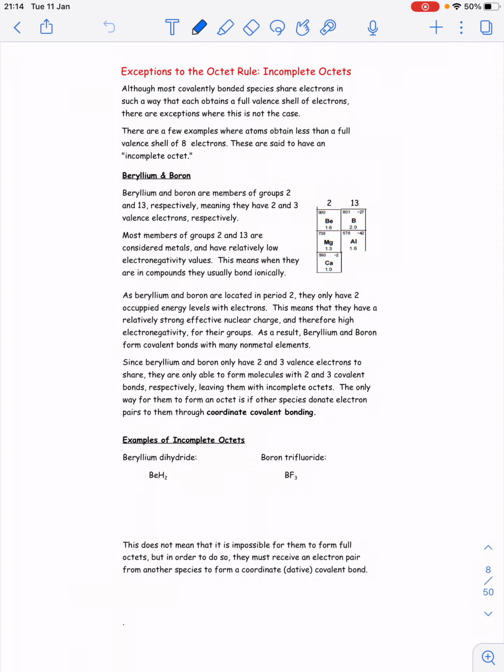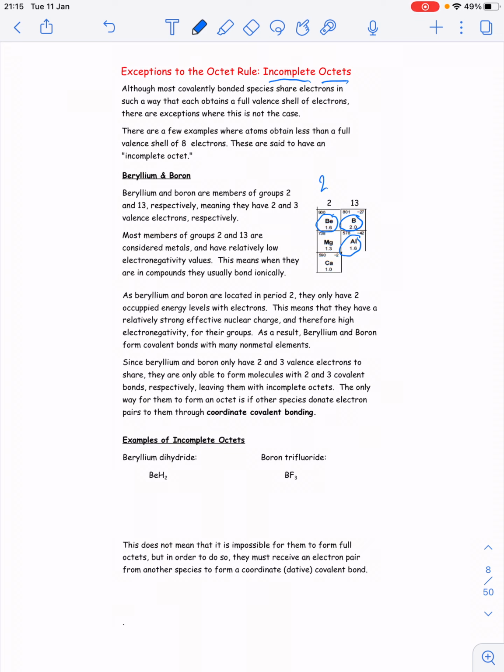There are, however, some elements that form stable compounds with less than 8 valence electrons. So they have what's called an incomplete octet because they don't quite feel like they have 8 valence electrons. We see this with some elements that are pretty unique, and those are beryllium and boron in particular. Now it also happens with aluminum, but for SL chemistry, the examples that they mainly want you to focus on are beryllium and boron.